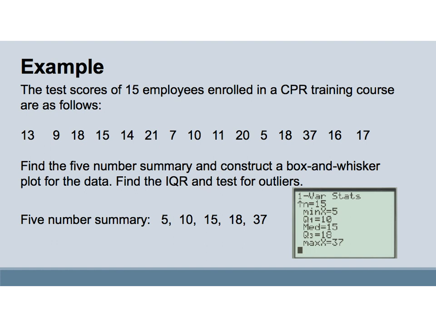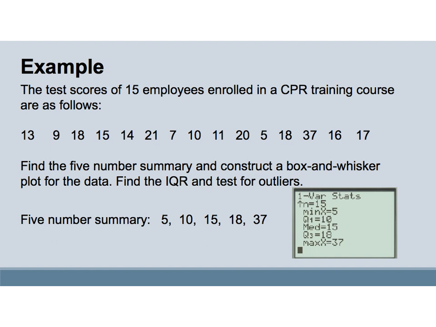Okay, so you want to put that data in L1, do 1-var stats of L1, and then if you scroll down, you will see your 5-number summary at the bottom of 1-var stats. So your 5-number summary should be 5, 10, 15, 18, and 37.